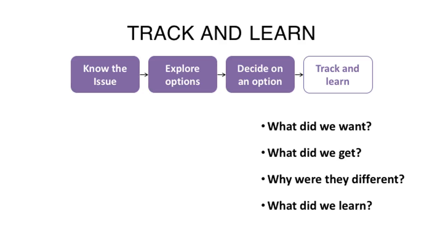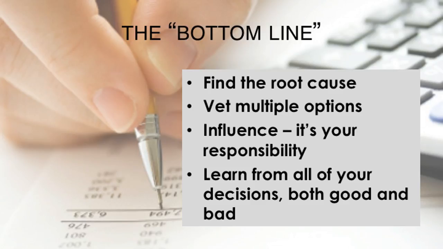So let me take you back to my bottom line. As you think about decision making, find the root causes, learn how to do cause maps, and vet multiple options. You could do nothing, something safe, something unusual, something risky. Learn how to use your influence. You have it. You should use it. It's your responsibility. And then from all of your decisions, both good and bad, you're going to learn. I will tell you, I've been around business a long time. I learned a lot more from bad decisions than I learned from good ones.